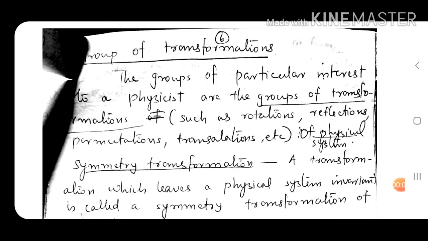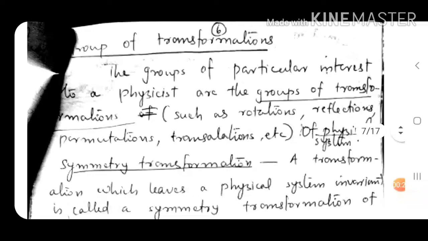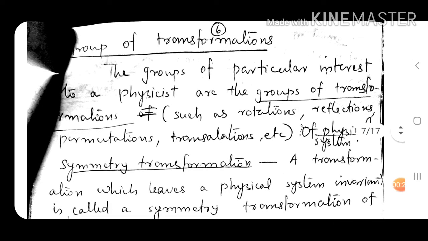Now, the groups of transformations. The groups of particular interest to a physicist are the groups of transformations such as rotations, reflections, permutations, translations, etc. of a physical system. So a physicist is more interested in groups of transformations of a physical system. The transformation can be brought out by rotations, reflections, permutations, translations, etc.